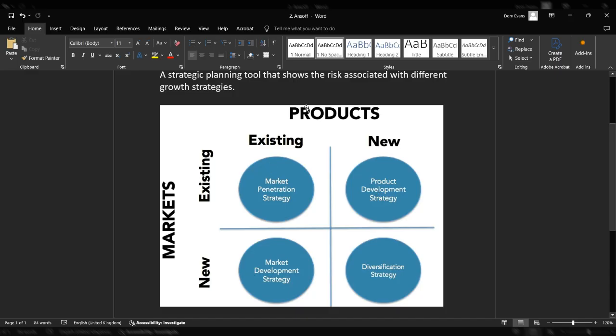Market development, which is your existing products to new markets. That might just be opening a new store in a new geographical area. Or finally, you have got new, and that is called diversification, launching a new product to a new group of customers. The key thing that Ansoff was looking at, though, was he said that risk sort of goes from left to right and up to down.